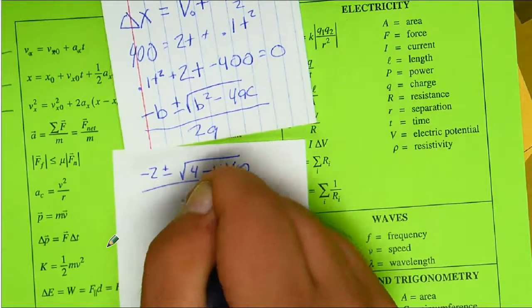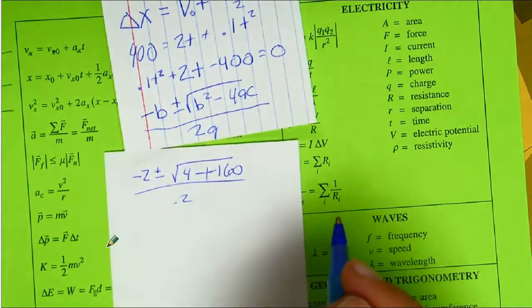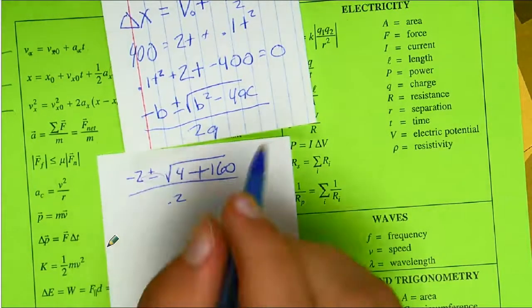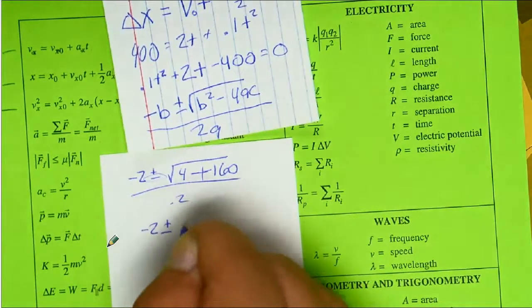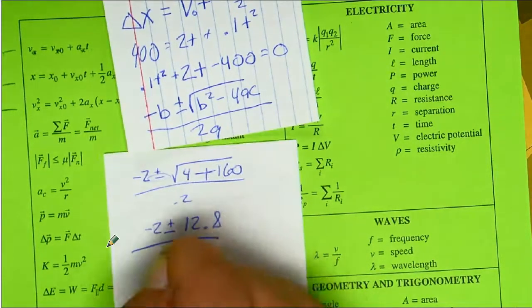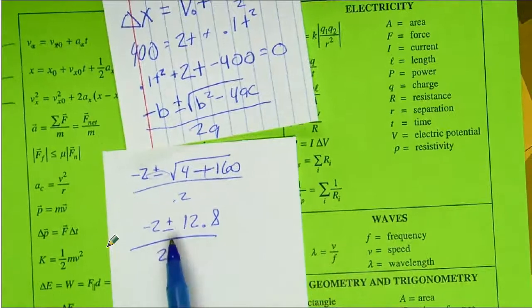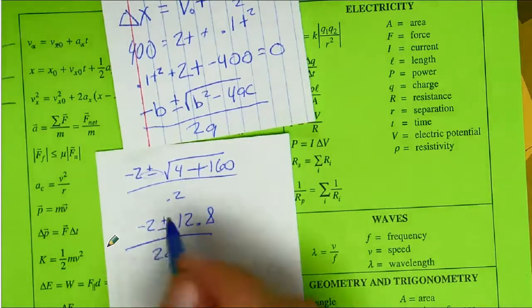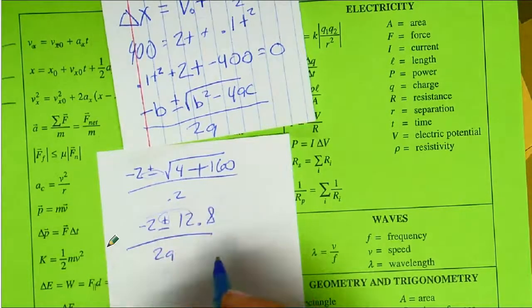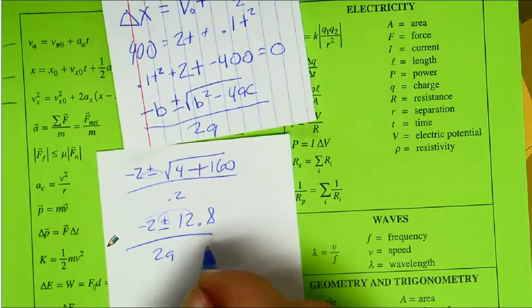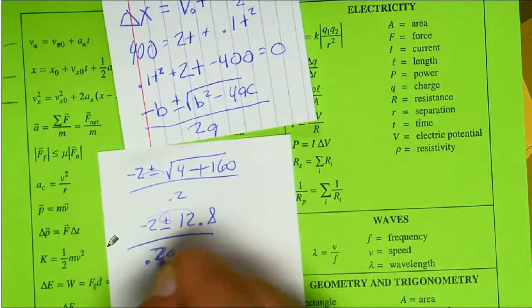Which is 0.2. Okay. Now, I'm not going to use the negative value here. I'm not going to use the negative value because I'll show you real quick. The square root of that is 12.8 all over 2a. And the reason is because he's running forward, okay? Since he's running forward, I'm going to use the positive, okay? So I'm going to add those two together, which gives me 10.8 over 2a, or 0.2. I don't know why 0.2.